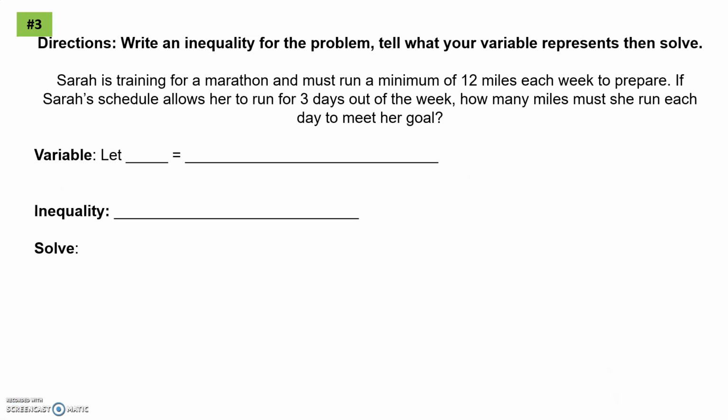All right, question number 3. Write an inequality for the problem. Tell what your variable represents, then solve. Sarah is training for a marathon and must run a minimum of 12 miles each week to prepare. If Sarah's schedule allows her to run for 3 days out of the week, how many miles must she run each day to meet her goal?